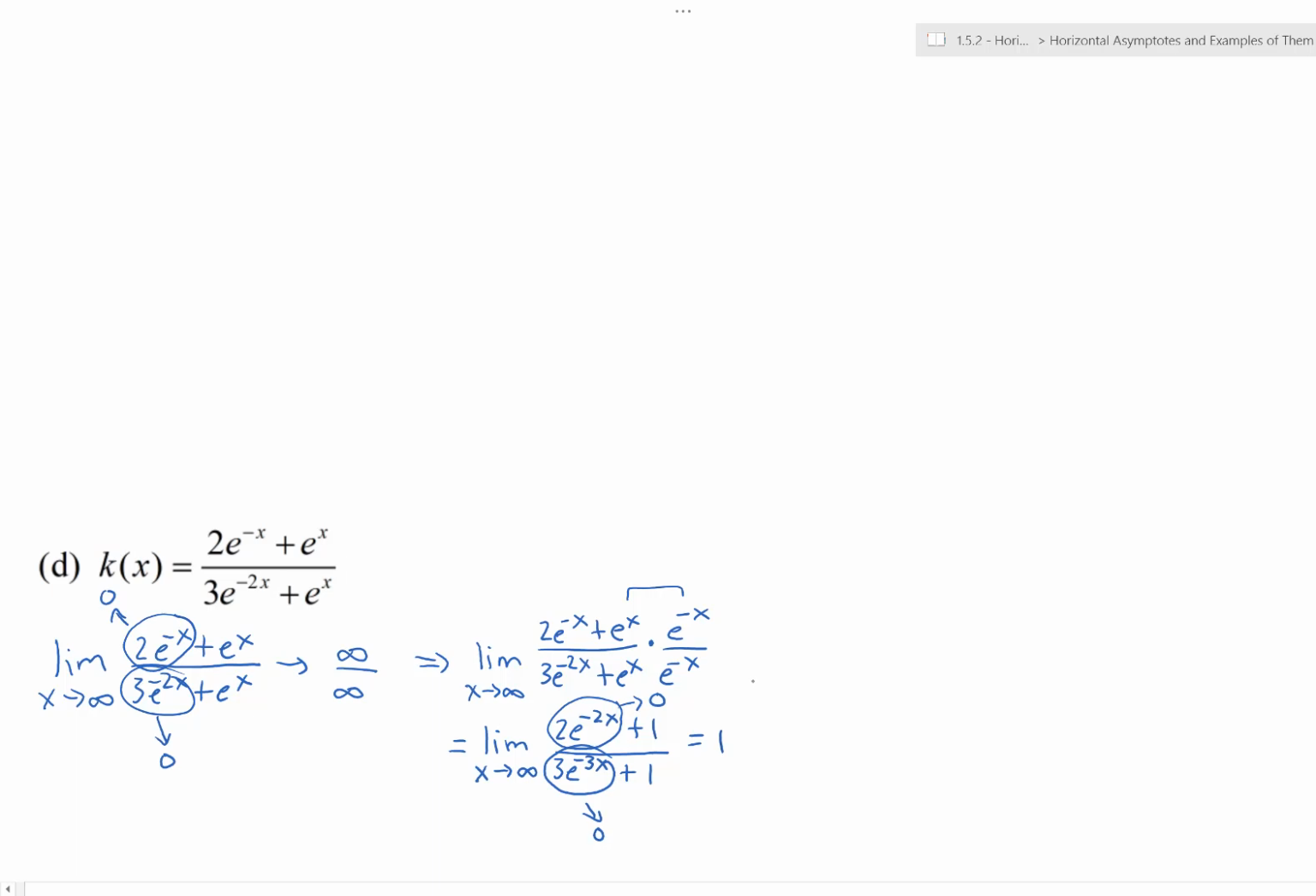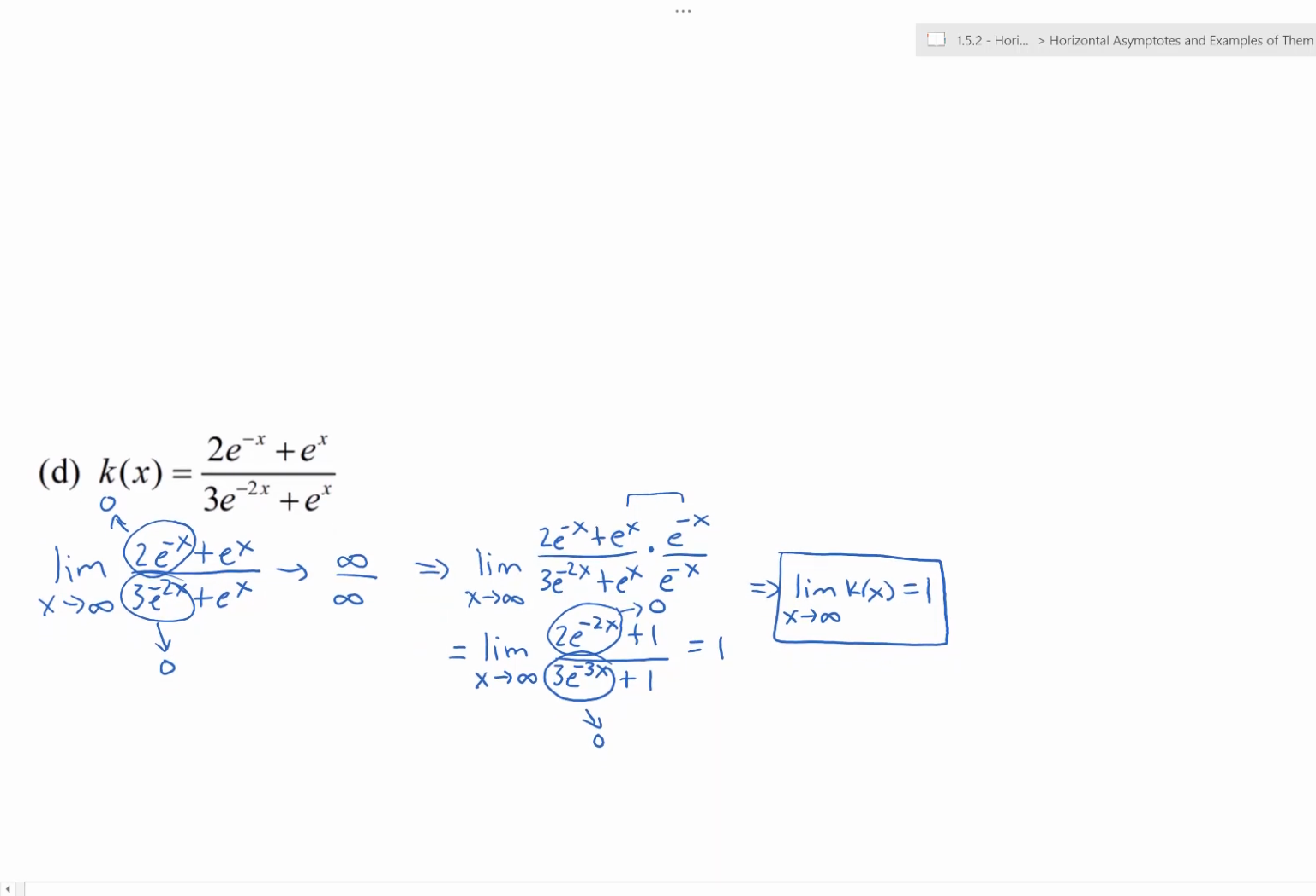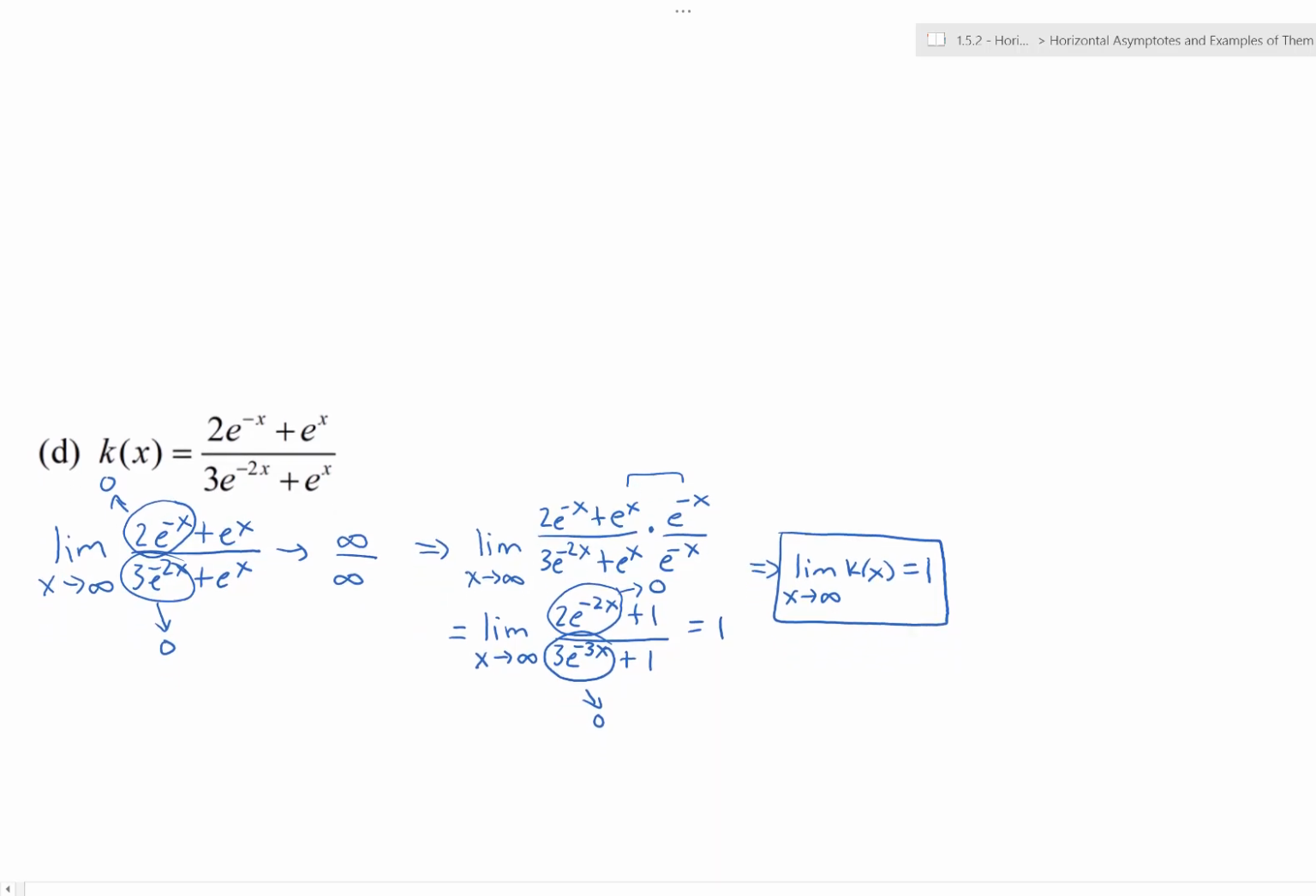So we can write the limit as x goes to positive infinity of k of x is equal to 1. It's long-run behavior in the positive x direction. And then finally, we'll look at as x goes to negative infinity. So let's take a look. Limit as x goes to negative infinity of this function, 2e to the negative x plus e to the x over 3e to the negative 2x plus e to the x.